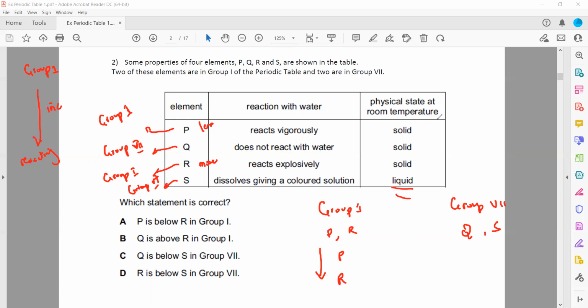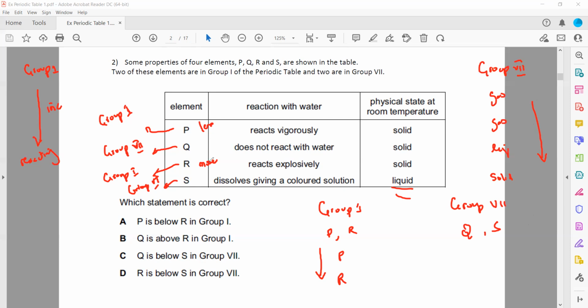And about group 7, in terms of reactivity we cannot identify the position, but here there is a physical change. In terms of group 7 we can identify from the state: the first two are gases, like fluorine and chlorine, then liquid, and then solid. So as we go down the group, the melting point increases and the state changes from gas to liquid to solid. Q and S both belong to group 7.